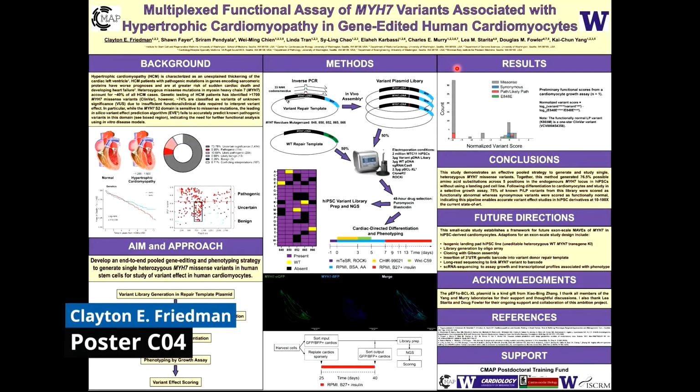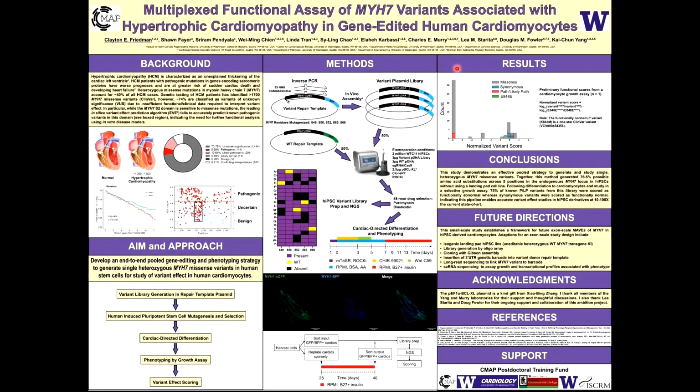Hello, my name is Clayton Friedman, and I'm a postdoc in Dr. Daniel Yang and Chuck Murry's groups at the University of Washington. Today I'm sharing ongoing work in a collaboration with Lea Starita and Doug Fowler's groups, where we are developing a strategy to be able to execute DMS and MAVEs in human induced pluripotent stem cells and their derivatives. In particular, my work is focusing on mutagenizing myosin-7, which encodes a sarcomeric protein important for cardiomyocyte function and is a common cause of hypertrophic cardiomyopathy.